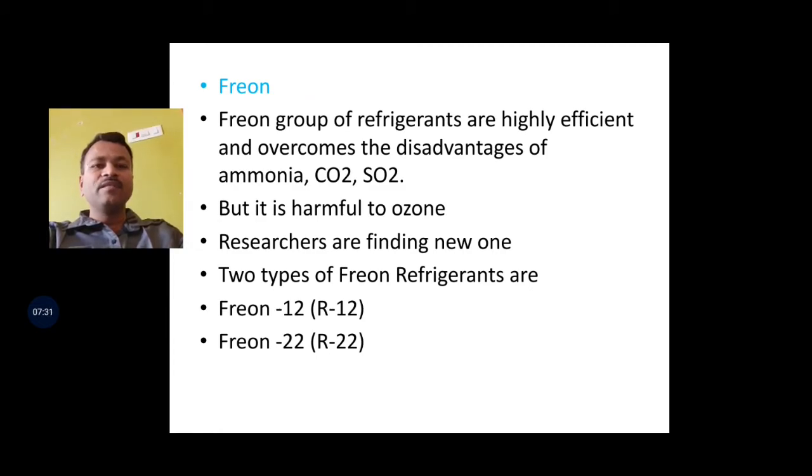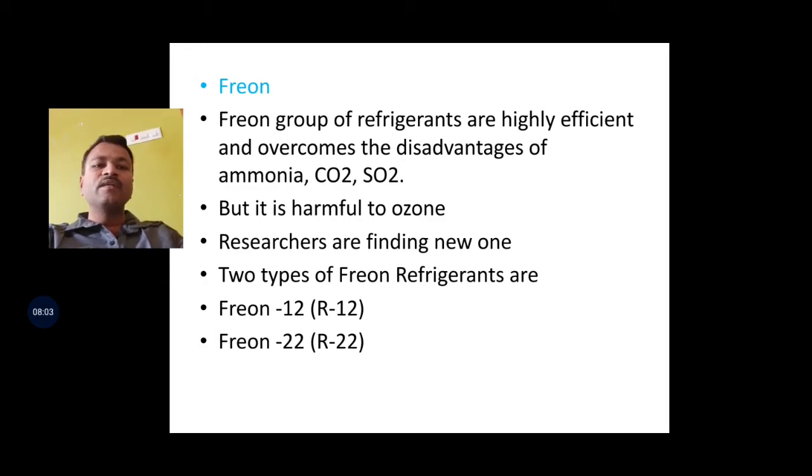Next, Freon. So it is very important. Freon group of refrigerants are highly efficient and overcome all the disadvantages we have seen from ammonia, carbon dioxide, sulfur dioxide, but it is harmful to the ozone. It's a very important thing. So again, that is why the researchers are finding a new one, what best we can use as a refrigerant. The work is going on. They are looking for one that is very good and efficient, without any harm to the ozone or any greenhouse effect. The research work is going on.